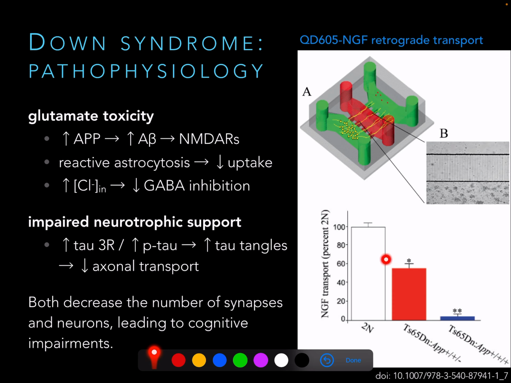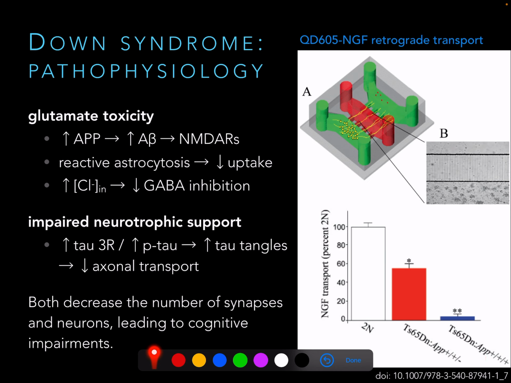And that's what we're seeing over here, the amount of NGF transported. And this is just control mice, nothing to see here. Down syndrome model with an extra copy of APP. 2 copies of APP over here. Transport still is slowed. Add that extra APP, slowed even more.